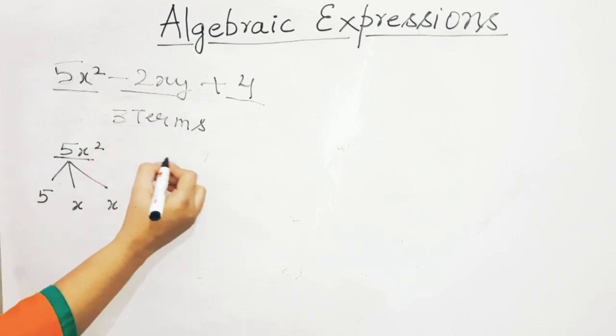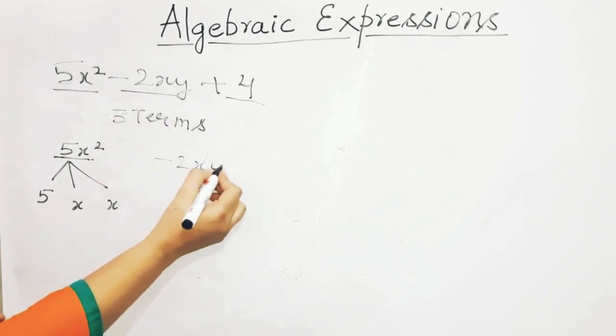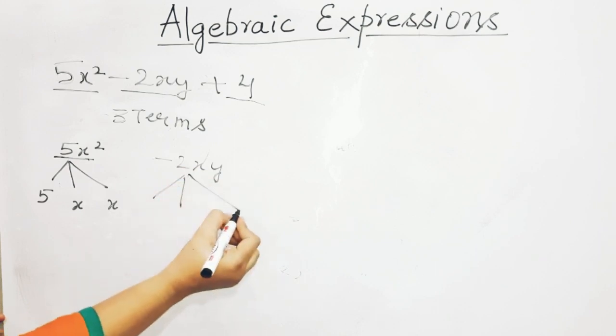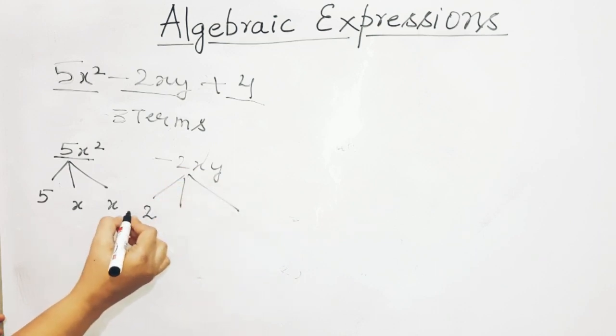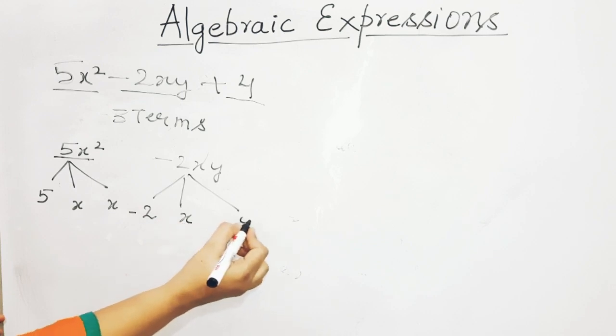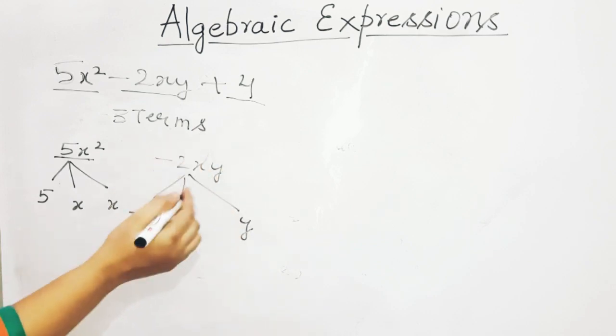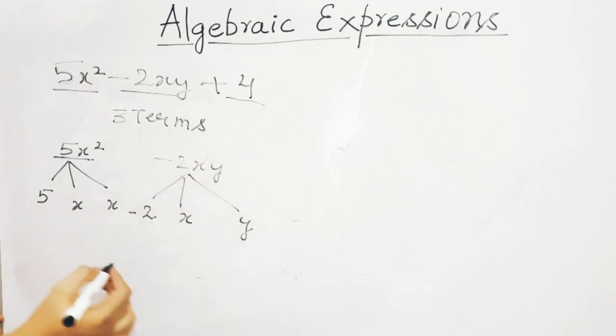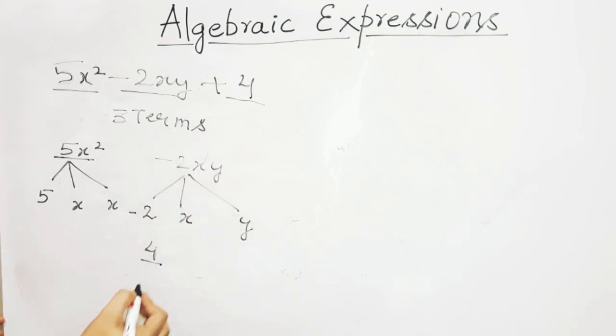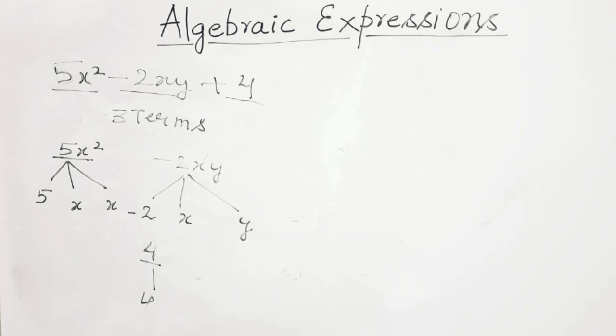Now talking about the second term, that is minus 2xy. How many factors are there? 3 factors: minus 2, x and y. There are 3 factors of this second term. Now talking about 4, it is a constant, so the factor of 4 is 4. So this is how we obtain the factors of an algebraic expression.